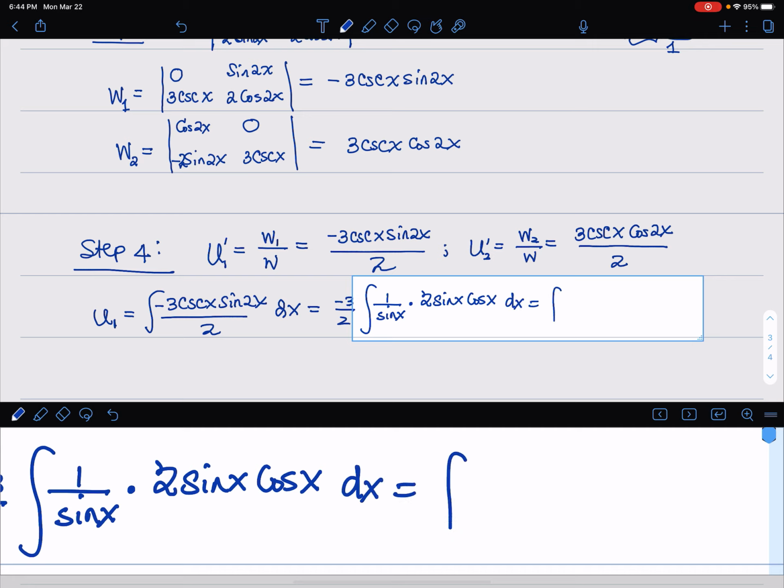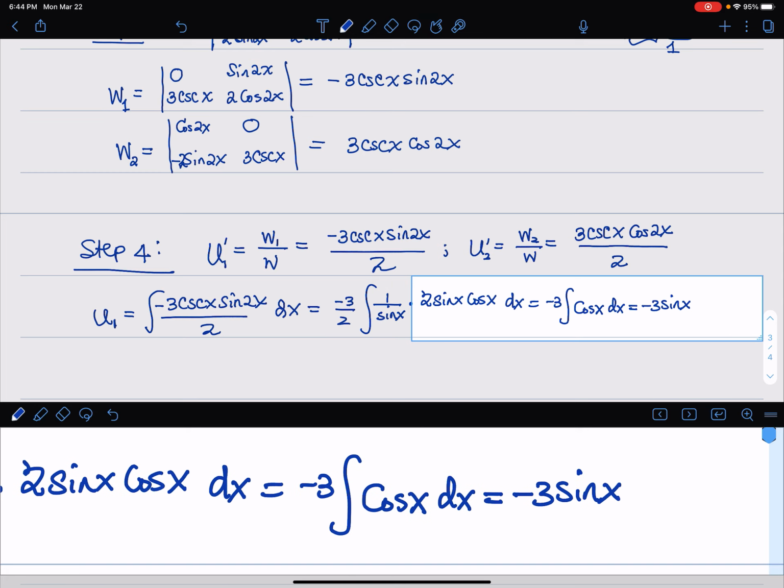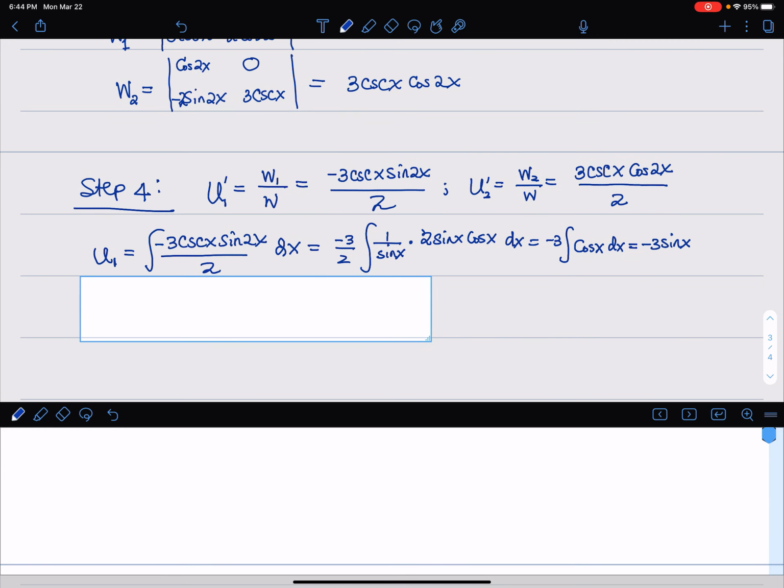So this is actually negative 3 times the integral, and things are going to happily cancel out, the integral of cosine of x dx. So this is just negative 3 sine x plus a constant, but don't worry about it. We usually don't put the constant in there, just like when we do the integrating factor. We can discuss why we don't need a constant in class, or just send me an email and I'll help you out with that.